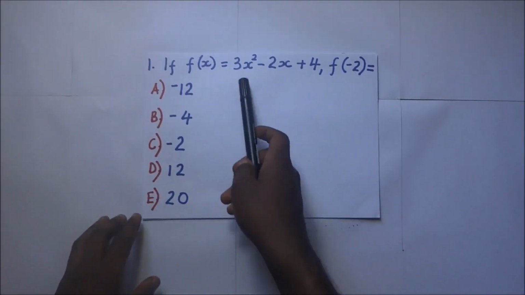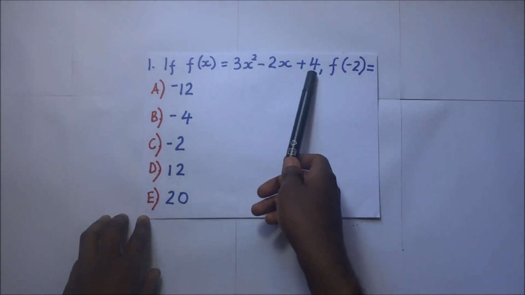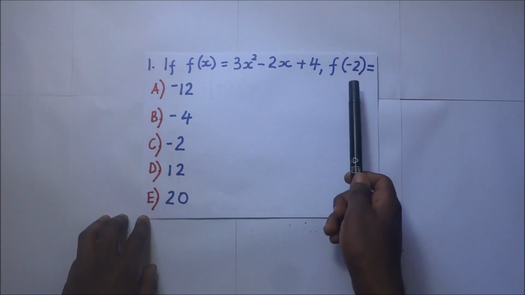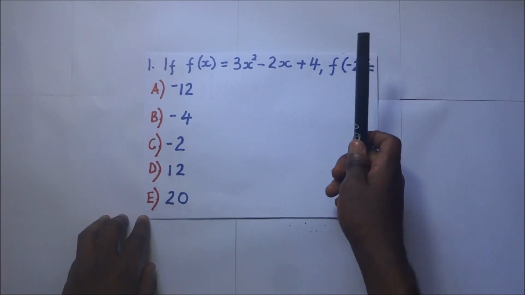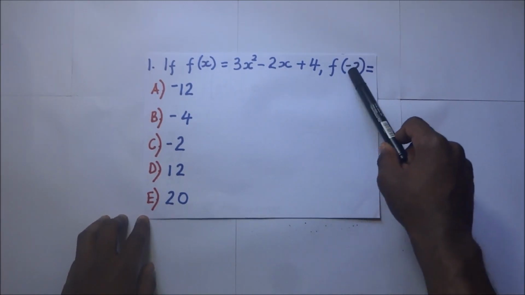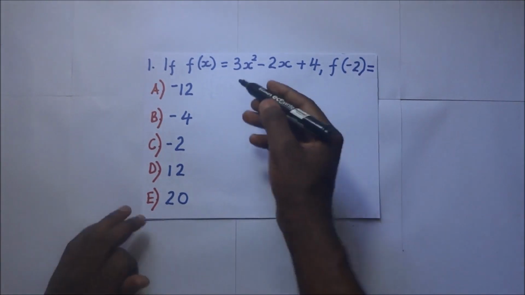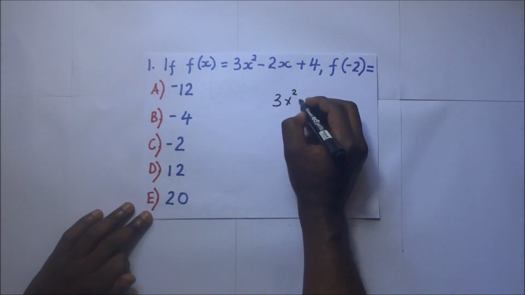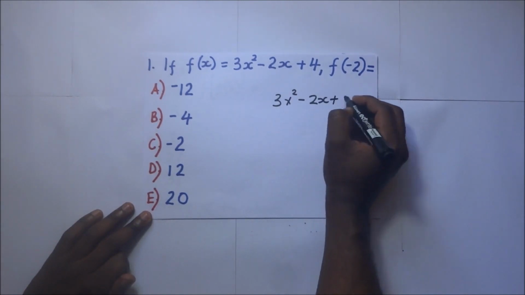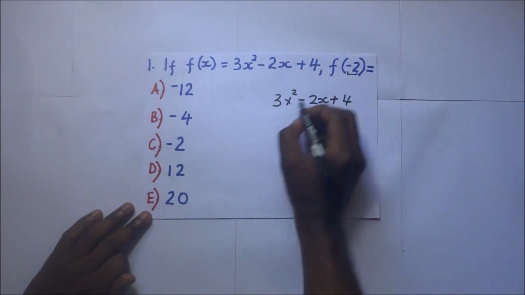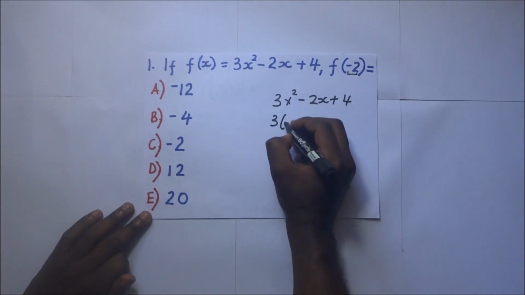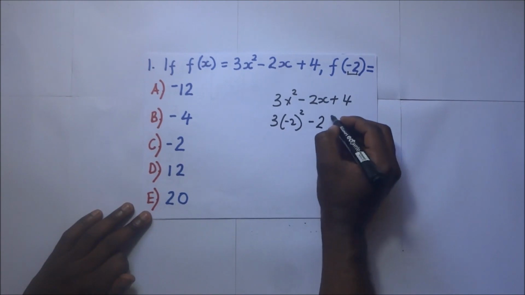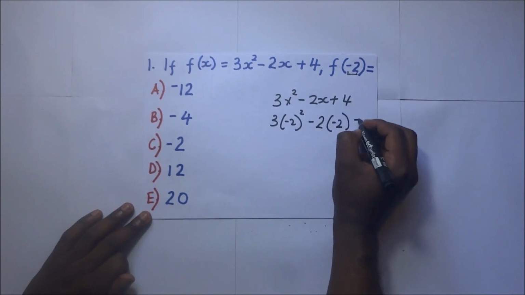We have f of x being given to us as 3x squared minus 2x plus 4. They're telling us to find f where the input is -2. In other words, they're trying to get us to find the value of the function, or the value of y, when x is -2. So we go ahead and substitute in there. The function is 3x squared minus 2x plus 4. So when x is -2, it's going to be 3 times -2 squared minus 2 times -2 plus 4.